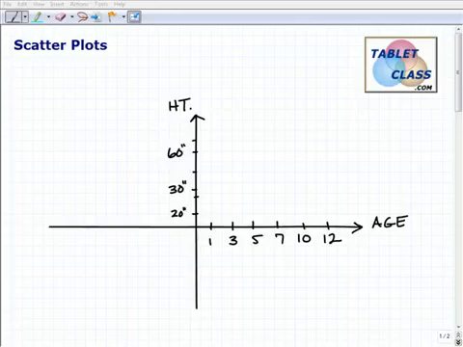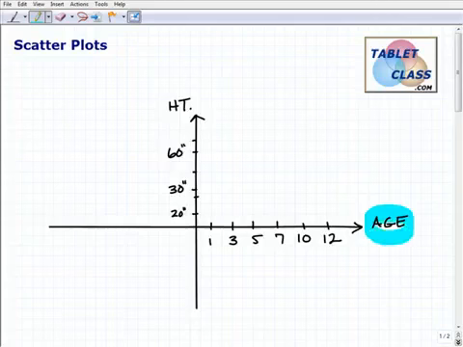Okay, so here I have an XY axis set up. On my X axis I have age, and on my Y axis I have height. Let's suppose I'm collecting information on 100 different people, starting from infants all the way up to teenagers. I'm getting their age and correlating it with their height in, let's say, inches.